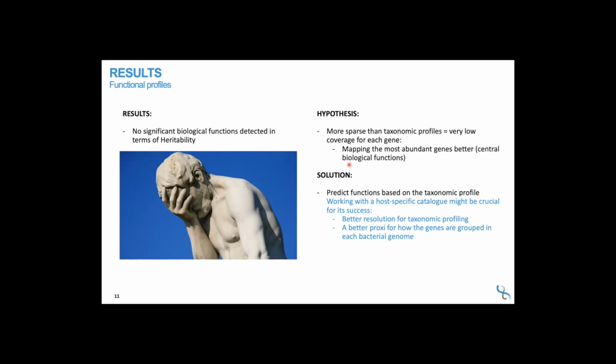So one solution for that is to also do prediction of functions based on taxonomic profile. But as we see that shallow shotgun data can have a higher accuracy, better results compared to 16S, we also think that these predictions can be better using shallow shotgun data instead of 16S. And for that, working with a host-specific catalog could be super important for the success of these predictions. And I'm going to show you how we're planning to do it.